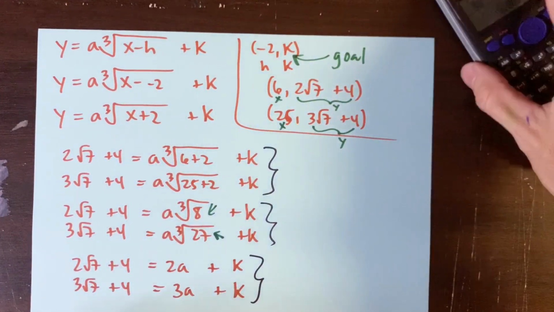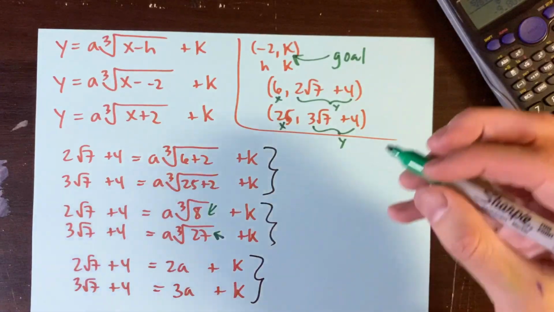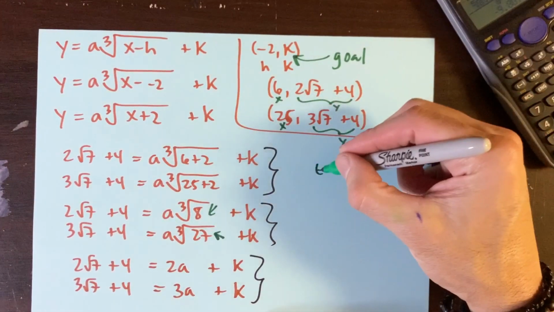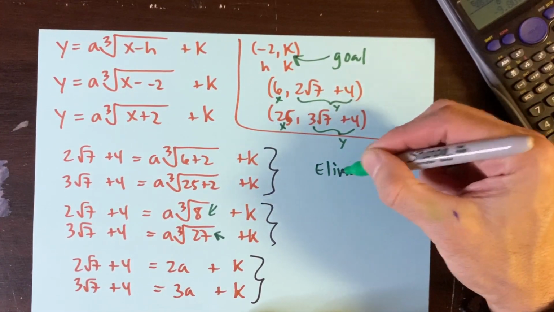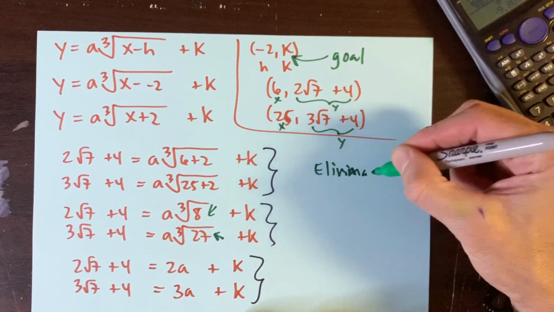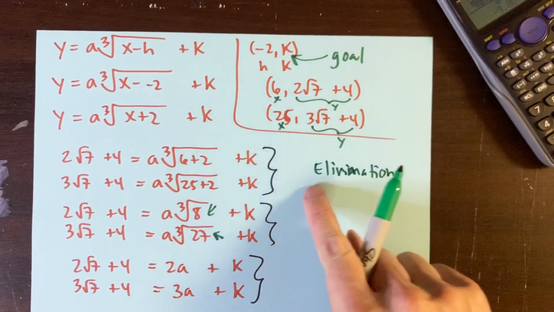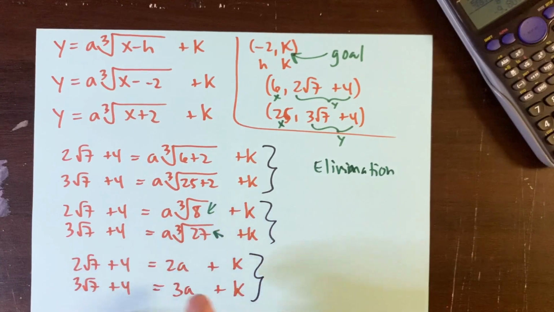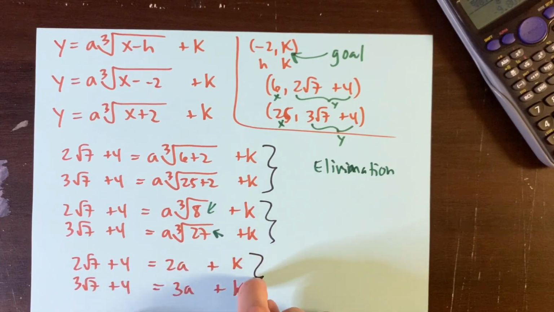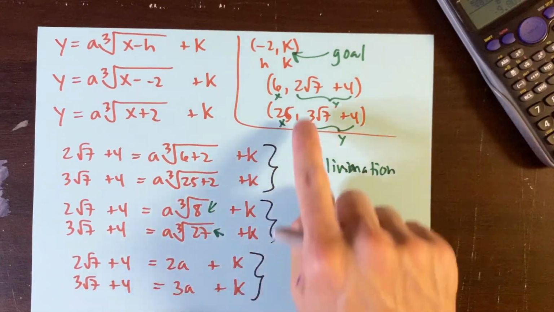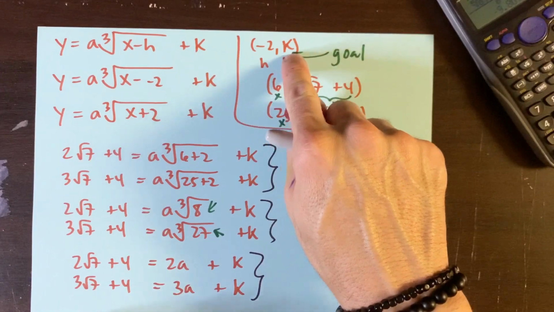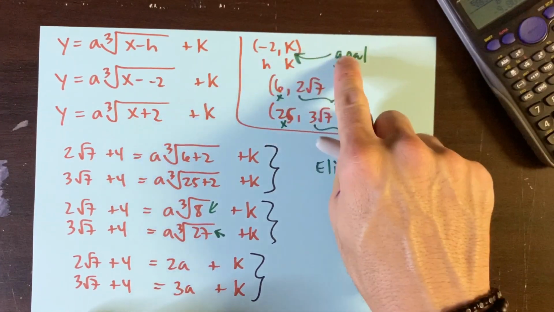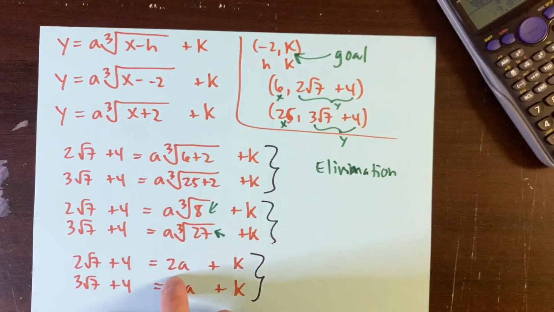And now what we need to do is remember last year in IM2, there is a method that they called elimination. That's when you have two variables, a and k. But I don't want a, I want k, because k is the goal, right? K is the goal. I want k, I don't want a, I want a to be gone.